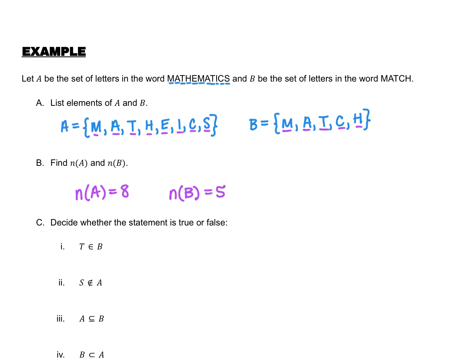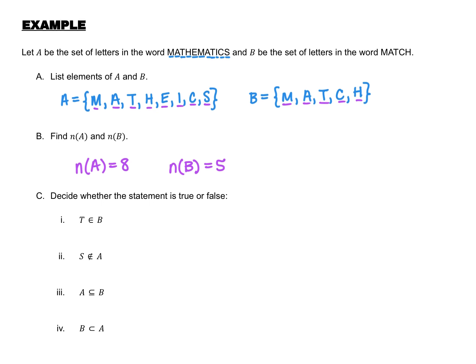So for part C, we need to decide whether these statements are true or false. So it is said that T is an element of B. We see that T is an element or a member of B, so that is true. For Roman numeral 2, it says S is not an element of A. We see that S is an element of A, so this is false.